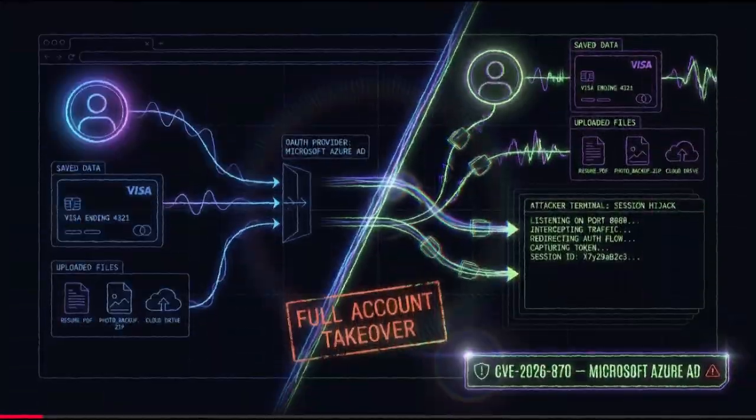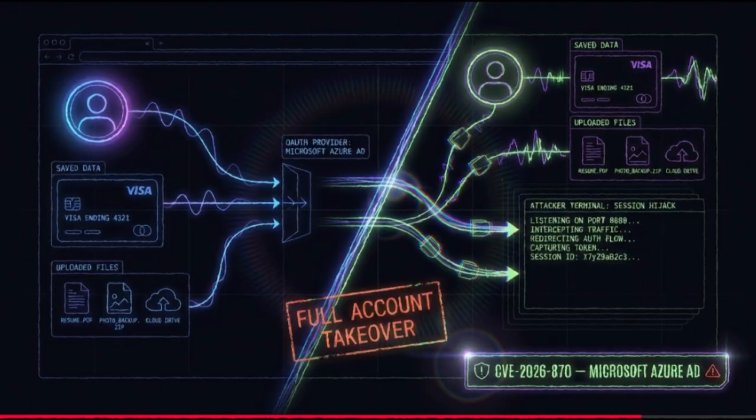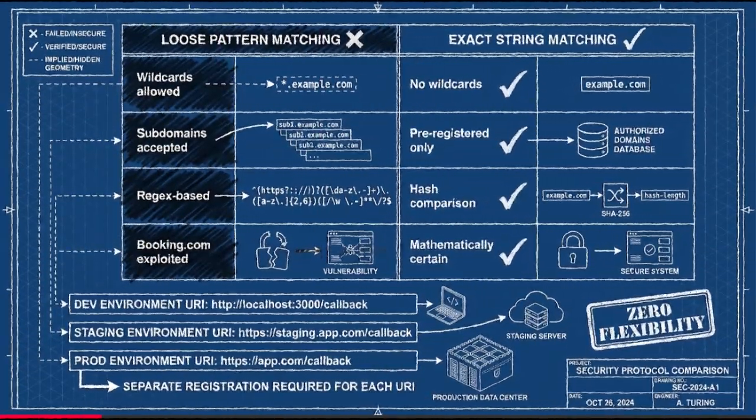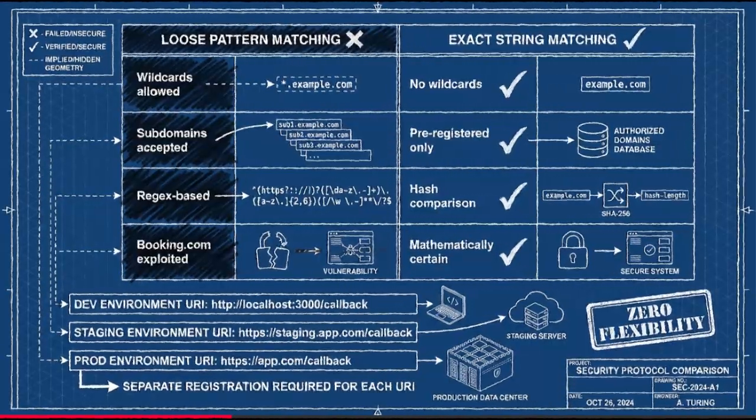Exactly. Attackers crafted phishing links targeting the legitimate provider, but manipulated the callback to point to their own domains, achieving full account takeovers. CVE 2020-26878 exposed a similar direct redirect manipulation flaw within Microsoft Azure Active Directory. That is terrifying. The table on screen compares the catastrophic failure rate of loose pattern matching against bit-for-bit exact string matching. The defense implementation is absolute.